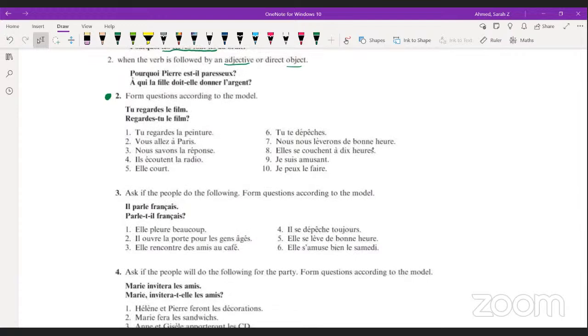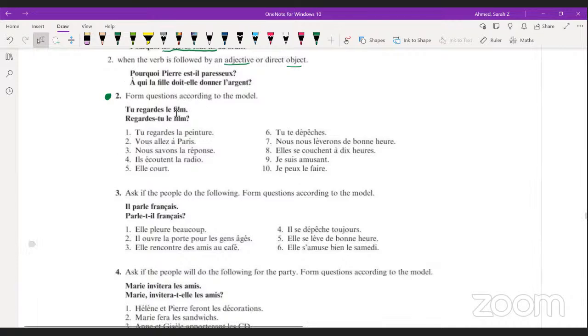I'm just looking. Question 2. Yeah, I thought there was supposed to be a worksheet here, but it's okay. We can just do it by saying it. Okay, so 4 questions according to the model.